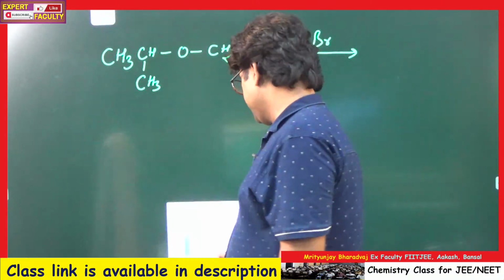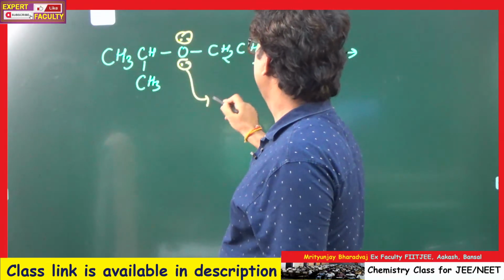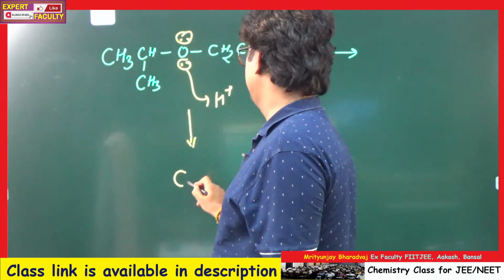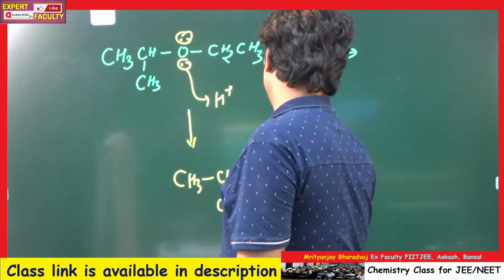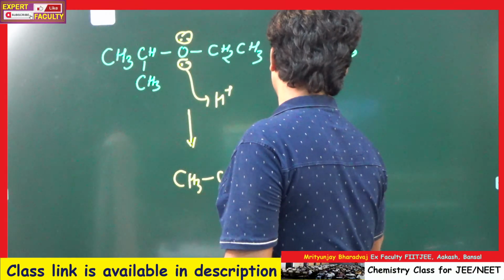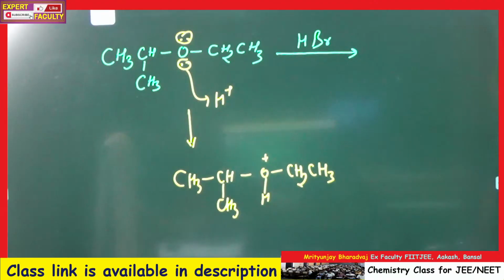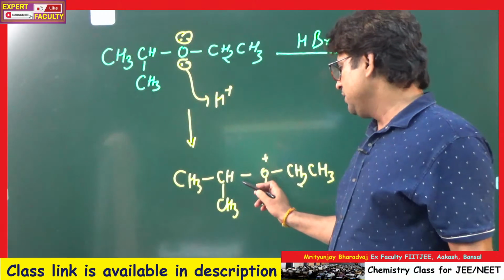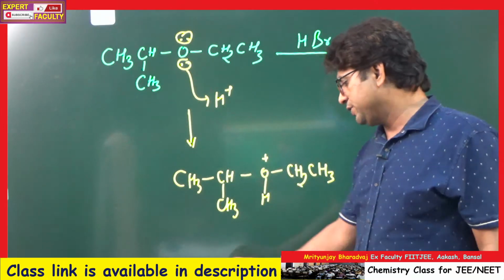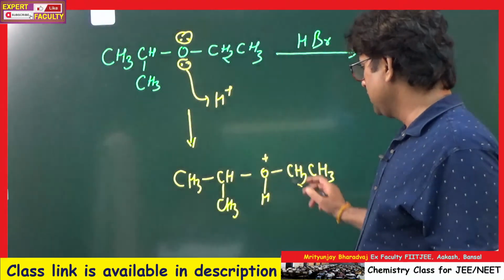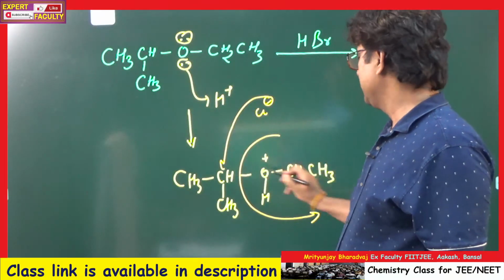When it will be protonated, it will be CH3CH, CH3OH plus CH2CH3. Okay. Now, which carbon will get nucleophilic attack and which alkyl group goes with the oxygen? Just think about it. Left side carbon will get nucleophilic attack. Yes, very good. So this will leave and Cl minus will have nucleophilic attack on this.